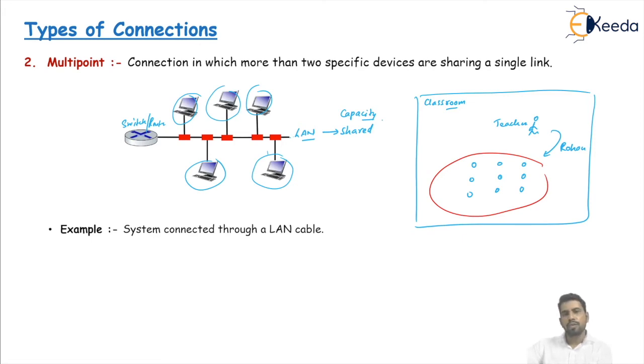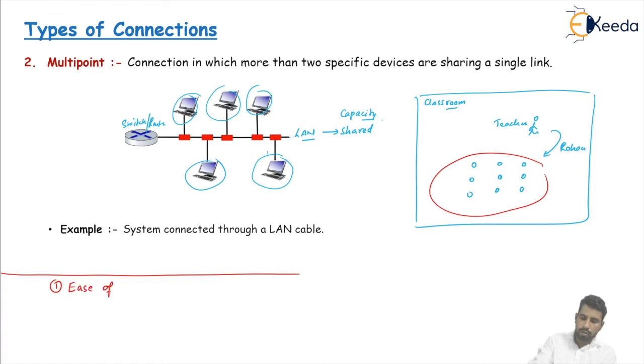On the comparison of multipoint and point-to-point, what particular advantage did you observe in the multipoint connection over a point-to-point connection? Please think about it. The first advantage of multipoint over point-to-point is ease of installation. We can easily add a connector to the wire and connect a device through a drop link. The second point is low cost. Many devices are sharing the channel, so the cost is very low compared to a wire only for two devices. So these are two advantages of multipoint over point-to-point communication.